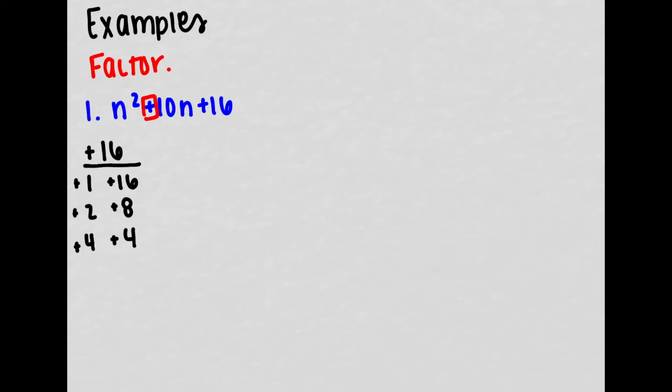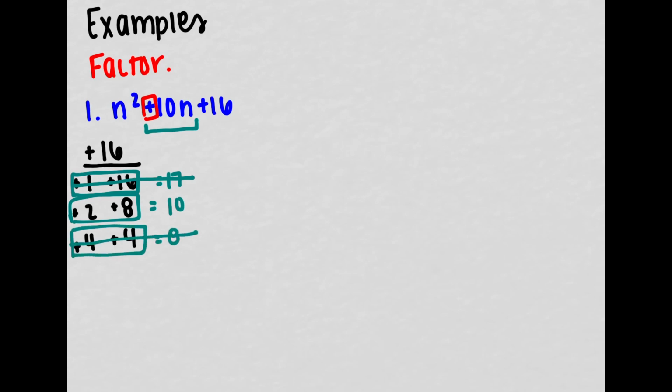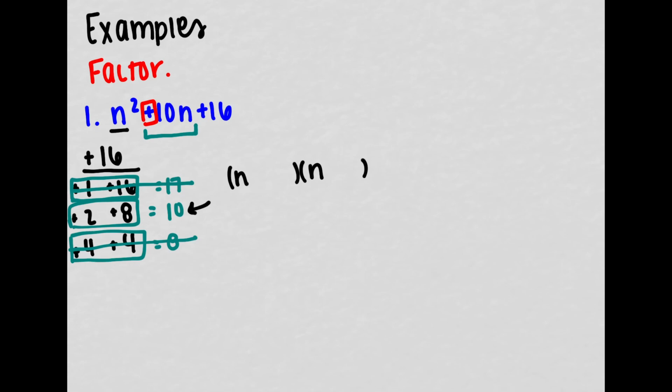Now I'm going to perform that operation. 1 plus 16 gives me 17. I need 10 in the middle, so that's not it. 2 plus 8 does give me 10, so that's possible. And the last one, 4 plus 4, gives me 8, so I can't use that one either. I have my numbers, so I can set up my parentheses. Remember, in the front, you put your letter, the square root, so n and n. And then you put your factors with their signs. So I have n plus 2 and n plus 8. This is my factored form of number 1.